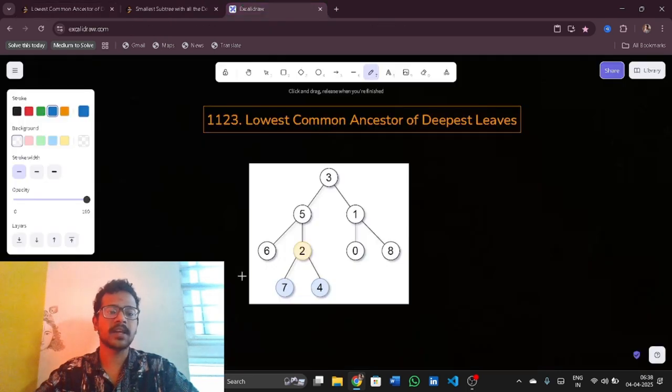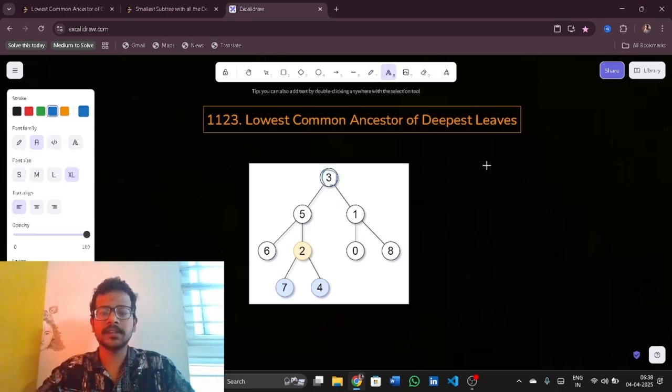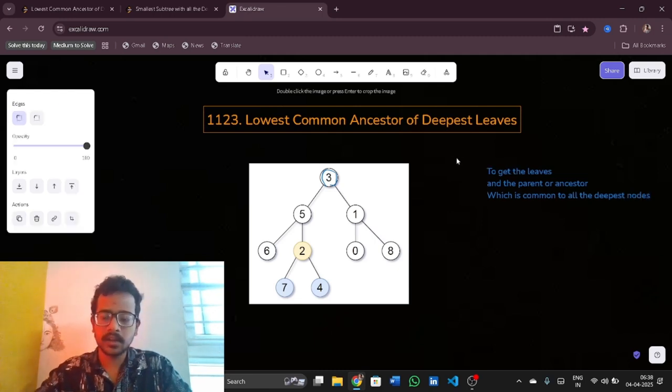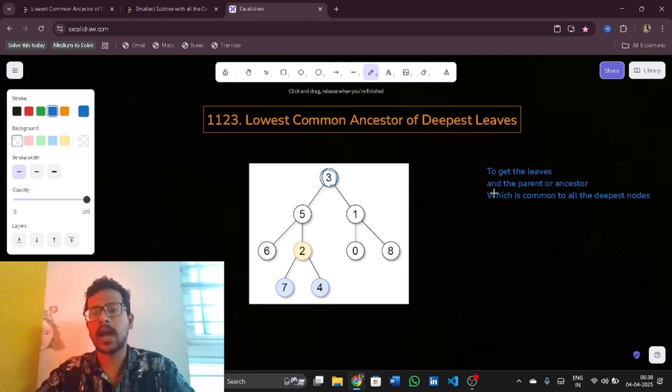So if I take the same example, let me explain clearly. Here I have a root node 3, right? My aim is to get the leaves and the parent or ancestor which is common to all the deepest nodes, right? I need to get the leaves and the parent or ancestor. So I need to decide whether I need to go left or right.